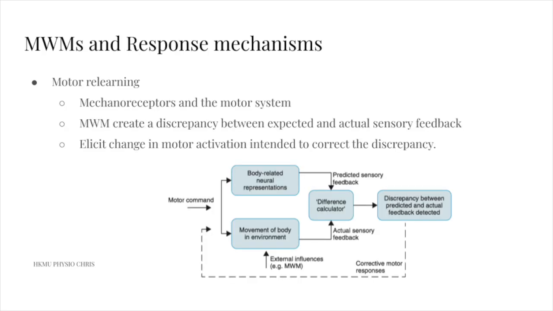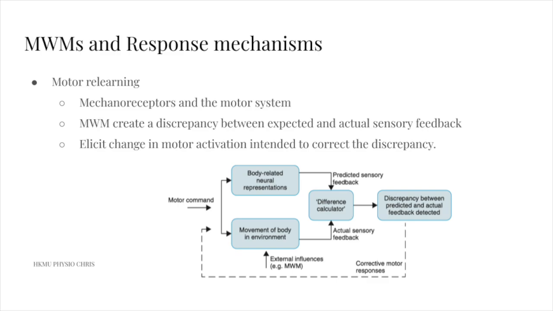And then for the third part, the first section is mobilization with movement and the response mechanisms. Okay, so here is a model of the response mechanism. So for each motor command, the nervous system generates a copy of the expected sensory feedback, known as the efferent copy of the expected proprioceptive map.